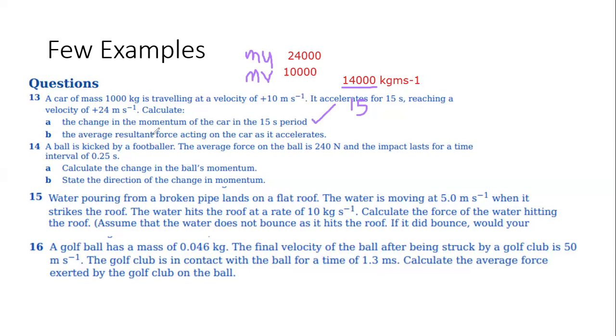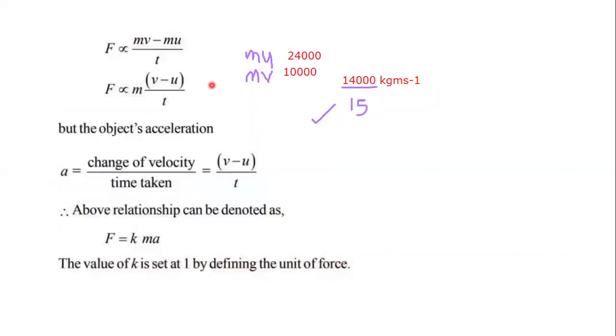Second one, the average resultant force acting on the car. So what's the equation for the first one? F equals mv minus mu over t, right? Sorry, the first equation is F equals mv minus mu over t. So this is the equation. However, we are going to find out this side, right? mv minus mu means what? If you subtract these two, this is the change in momentum, right? Change in momentum over a time.